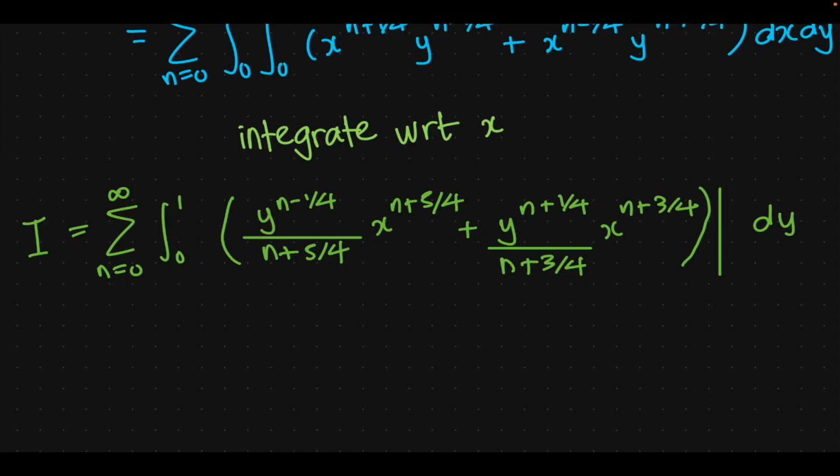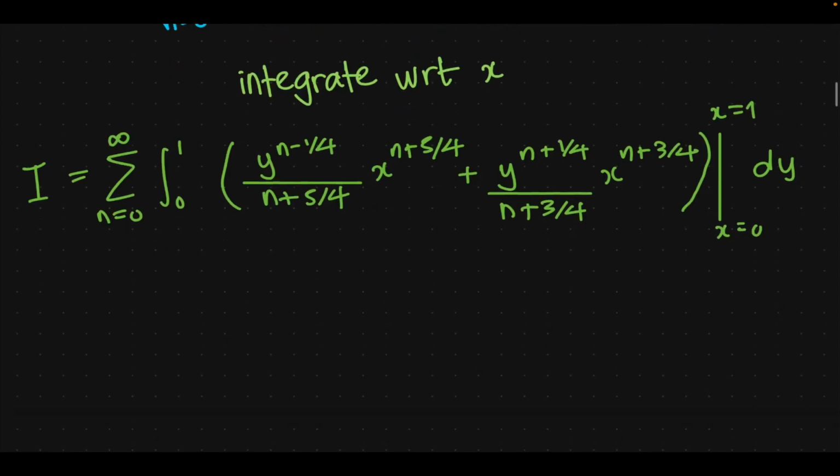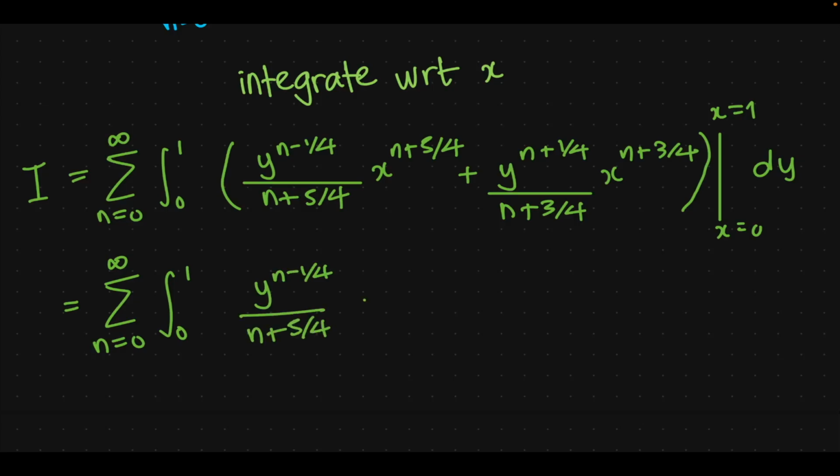and the limits of integration are from x equals 0 to x equals 1. Now at x equals 0, both the terms vanish, but at x equals 1, that x term is just 1, so we can simplify. And 1 raised to any power, even if it is an integer power, is 1. So we get y to the n minus 1/4 divided by n plus 5/4 plus y to the n plus 1/4 divided by n plus 3/4. That's the integrand dy.